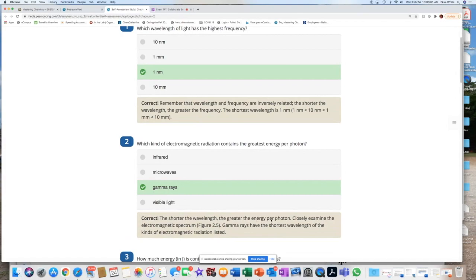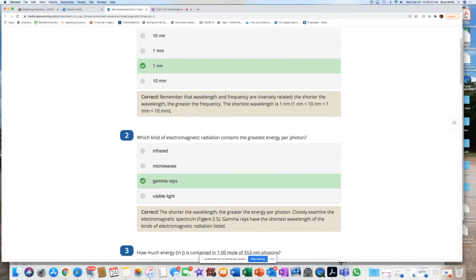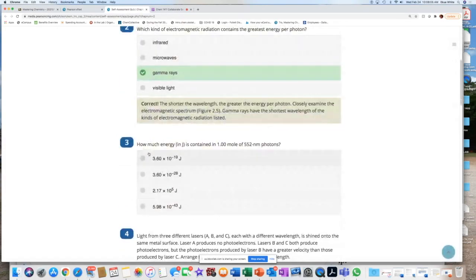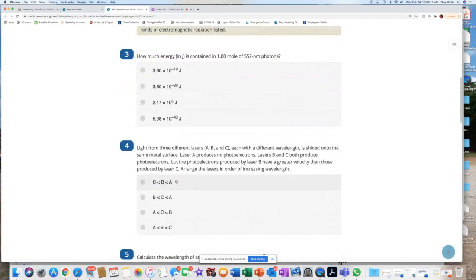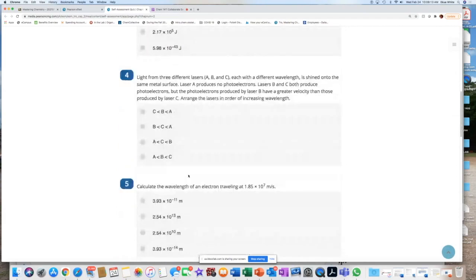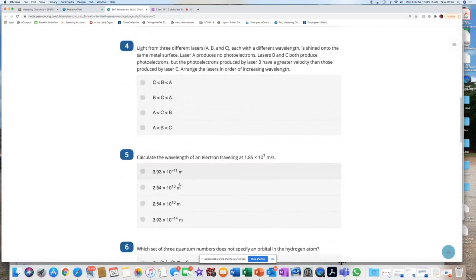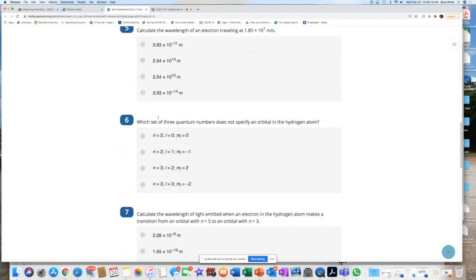So you go there and they tell you again what figure to look at. So you can go through. We didn't do energy per photon, so you can skip over number 3. If we didn't cover it, you can look at the PowerPoint. If we didn't cover it, skip over it. But you can go through here and then work a bunch of these.